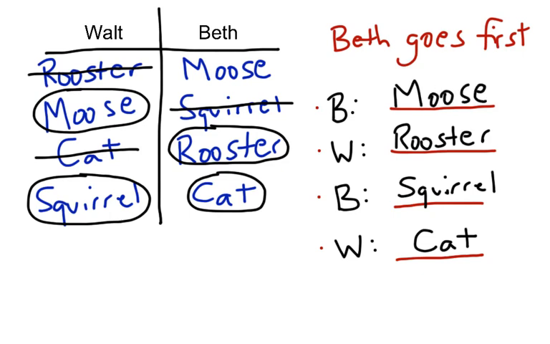That's how the bottom-up strategy works, and you'll notice that Beth wound up with the moose and the squirrel, which were her first and second choices, and Walt ended up with the rooster and cat, which were his first and third choices. Both people got their first choice, which is good. Nobody got stuck with their last choice, and that's one of the advantages of the bottom-up strategy.